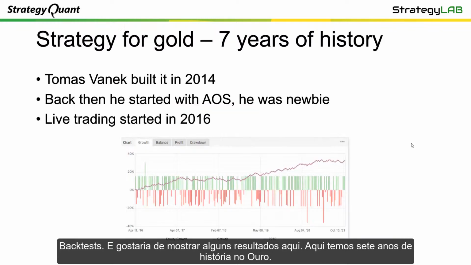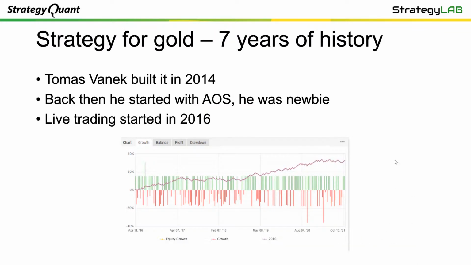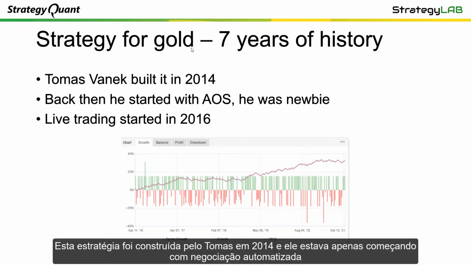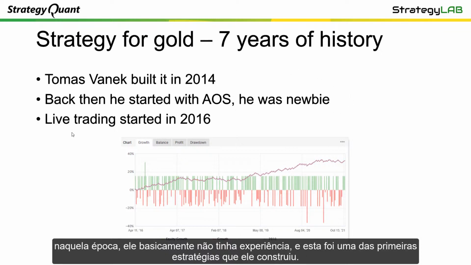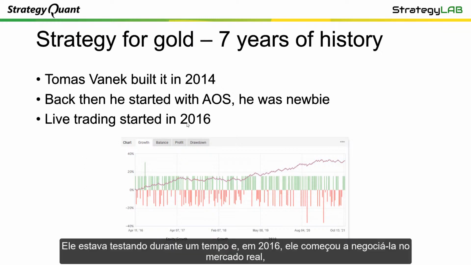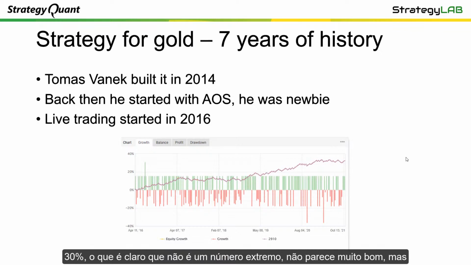Here we have 7 years of history on gold. This strategy was built by Thomas in 2014, and he was just starting out with automated trading at that time. He had basically no experience, and this was one of the first strategies that he built. He was testing it for a while, and in 2016 he started trading it for real, live, and it's still running until today. In that time, it has brought him a profit of something around 30%, which of course is not some extreme number.